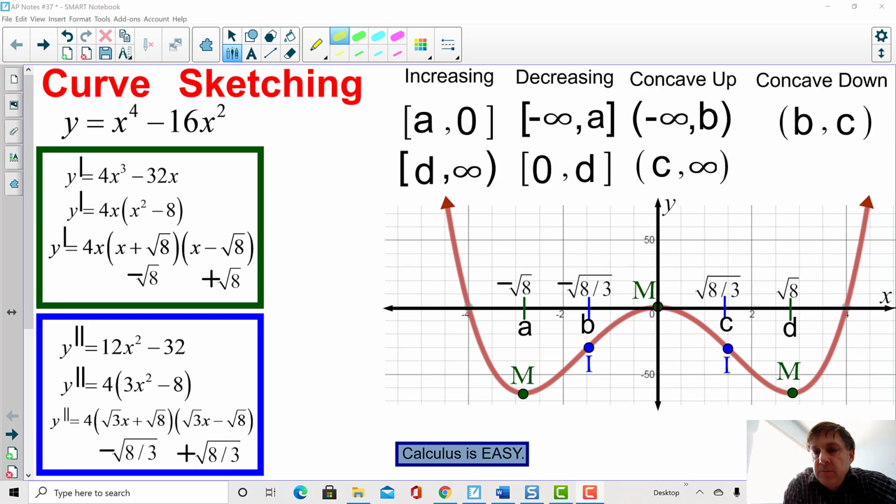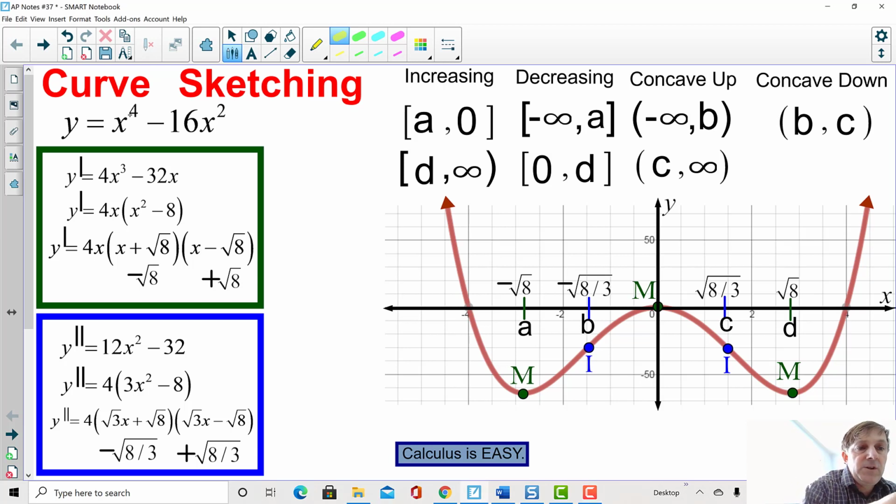Okay, in this section, we're going to do some curve sketching. And so basically, we're just going to use the idea of the first derivative, which tells us about increasing and decreasing. And we're also going to use the idea of the second derivative, which tells us about the curvature. We're going to use those things to help us sketch the curve.